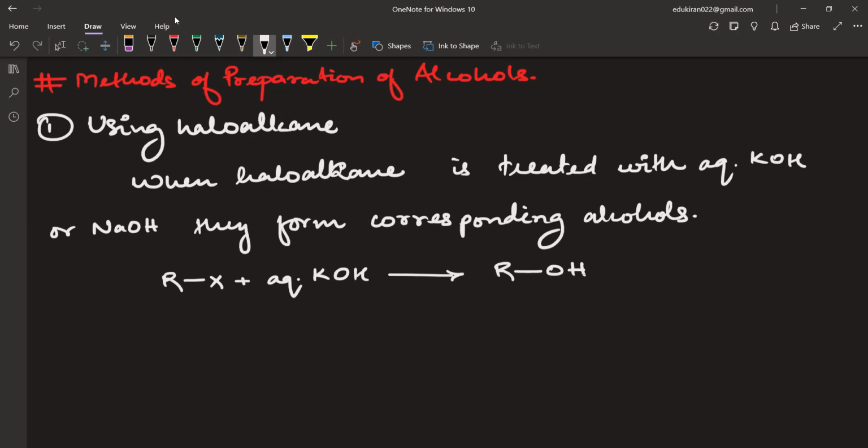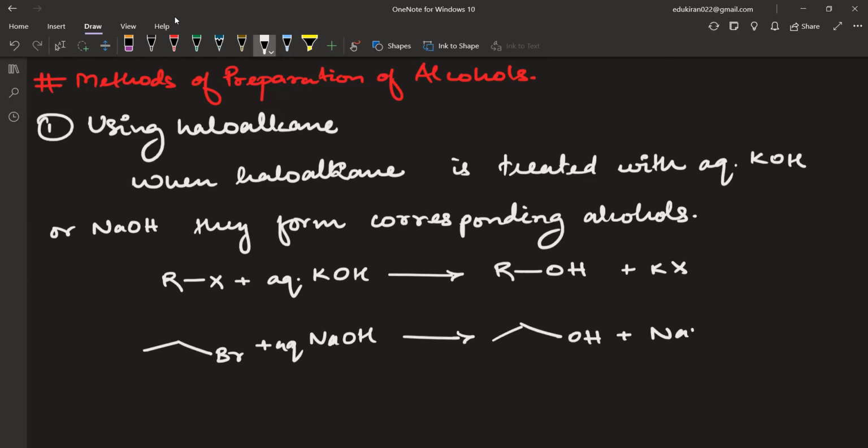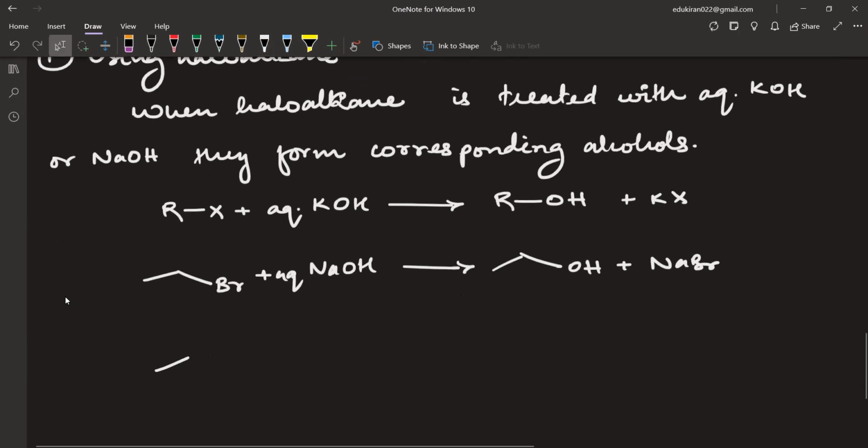And this is the reaction that we have already seen in the previous chapter. If you have, let us say, something like this, bromoethane with aqueous NaOH, I'm going to get ethanol plus NaBr.